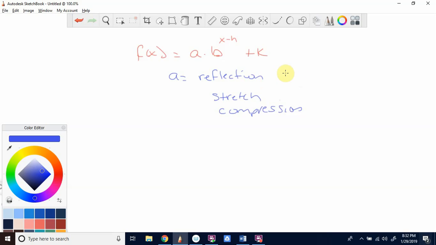Just like any other one. So when A is negative, you have a reflection over the x-axis because it's a vertical. If A is greater than 1, the absolute value, then you have a stretch. If the absolute value of A is less than 1 and greater than 0, then you have a vertical compression. H tells you does it shift right or left, and K tells you does it shift up or down. Just like anything else, you see it's x minus h, so it's the opposite.